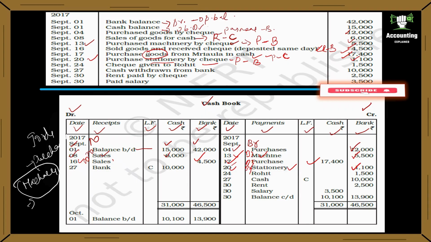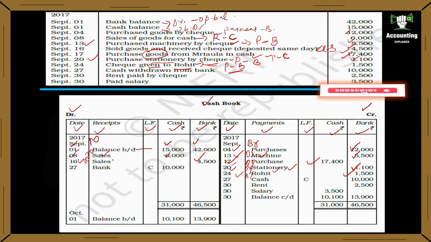Next, check given to Rohit. So you have given check to Rohit. What is the entry? Rohit has received the check. So I will explain it. Rohit has received the check. Okay, so it is an expense for you, payment for you. So under the payment side, bank column, we have given check, no? Under the payment side, bank column, by Rohit, see here, by Rohit on September 24th, 1,500.